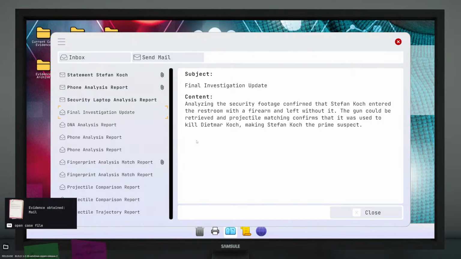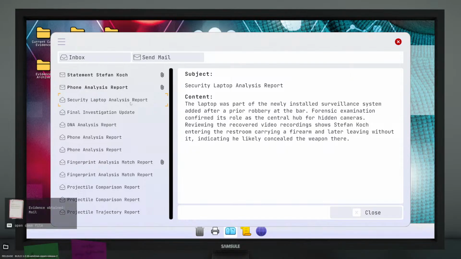Analyzing the security footage confirmed that Stefan entered the restroom with a firearm and left without it. The gun could be retrieved and projectile matching confirms that it was used to kill Dietmar, making Stefan the prime suspect. The laptop was part of the newly installed surveillance system added after the prior robbery at the bar. Forensic examination confirmed its role as the central hub for hidden cameras, revealing the recovered video recordings show Stefan entered the restroom carrying a firearm and later leaving without it, indicating he likely concealed the weapon.